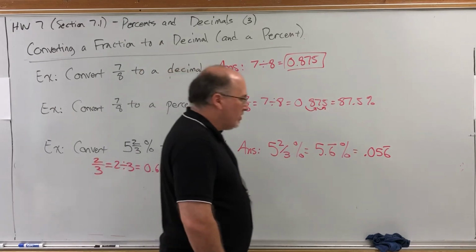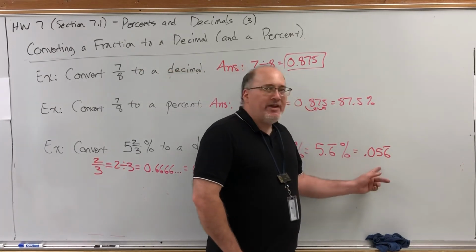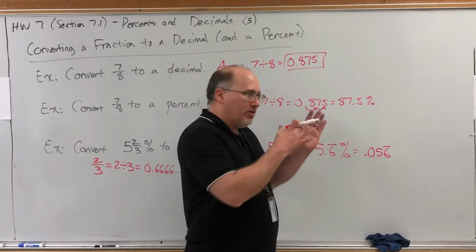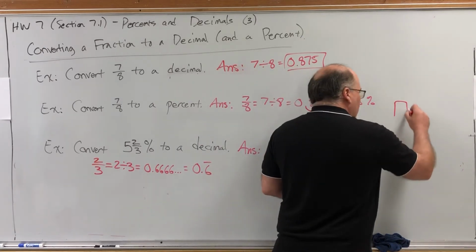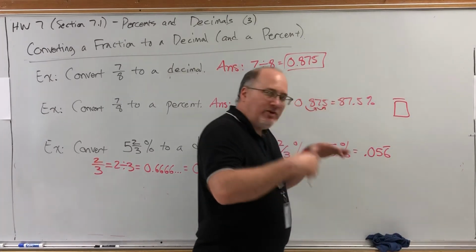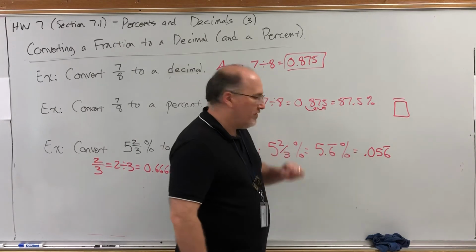In the homework, some questions will say to use the repeating bar to write your answer. So you'll click on a button of a rectangle with the bar over it, and then you'll type the number inside of the rectangle, in this case the 6.